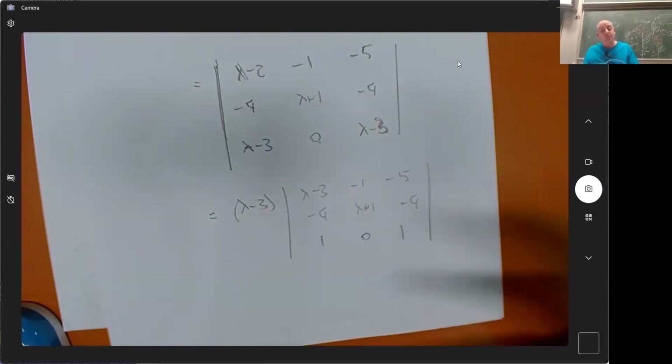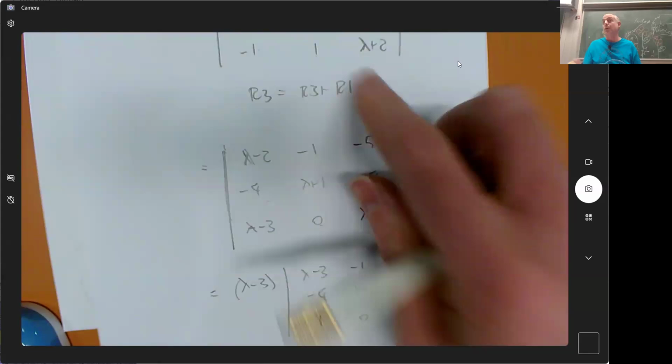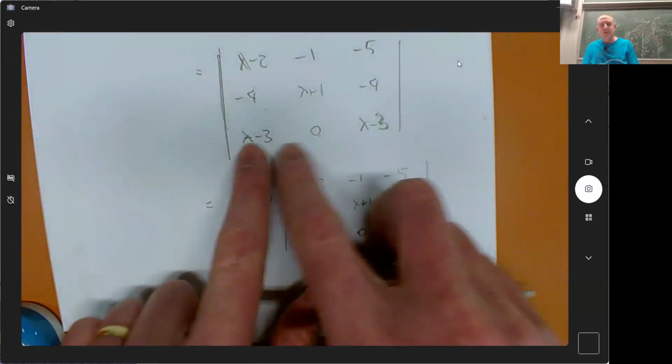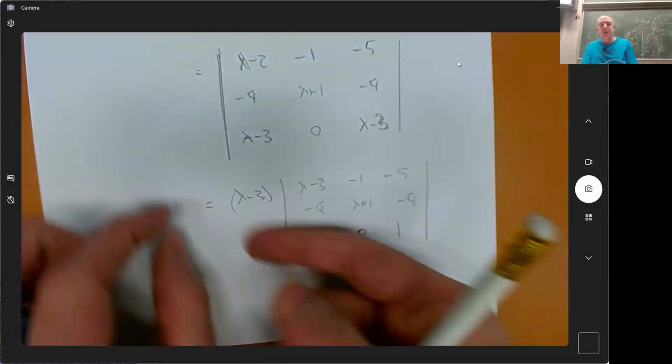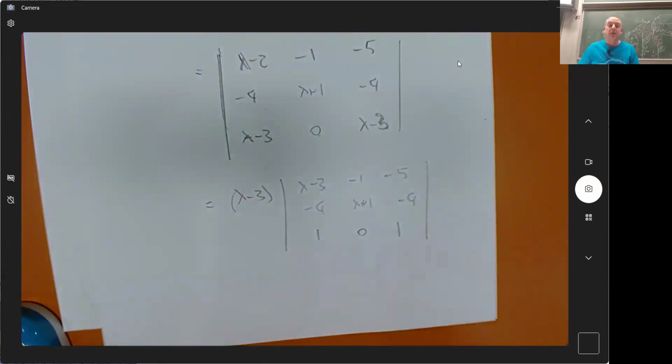So there are two moves that you can make. You can make row operations like this and it won't change the determinant. And you can factorize out a common factor out of the entire row and leave behind whatever's there. And they are moves that you can make when doing row operations.